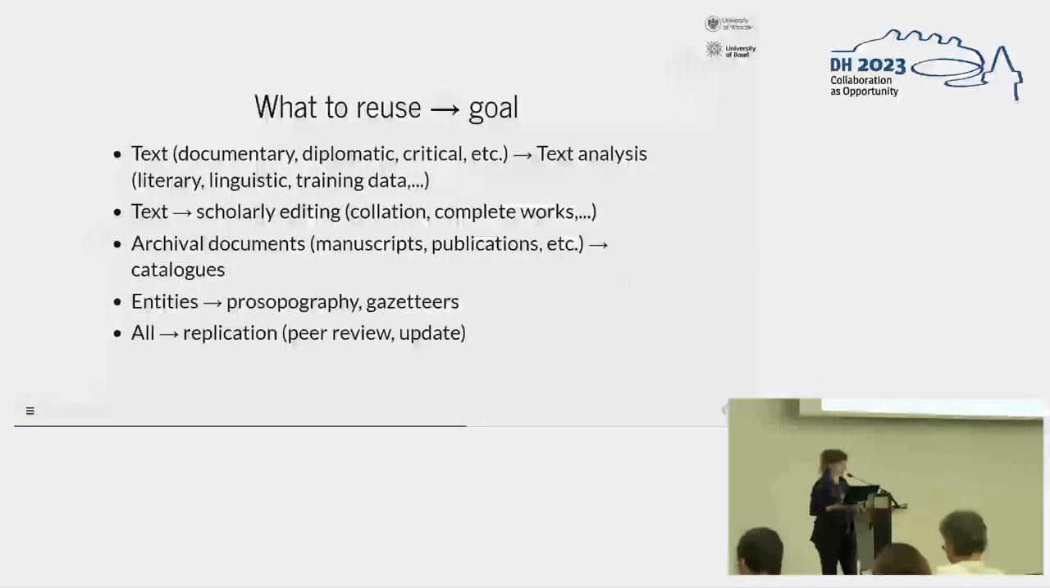So what do you want to reuse? For instance, an edition is made of, well, we don't know exactly what an edition is made of, as Georg just explained to us. This is an open question, we know. But let's assume that in some cases we might have text, and then we might want to reuse it for doing some text analysis or for doing a scholarly edition of a larger corpus. We might have archival documents, descriptions that we want to use to create a new catalog or enrich existing ones. We might want to use the entities for doing prosopographies, gazetteers, etc.